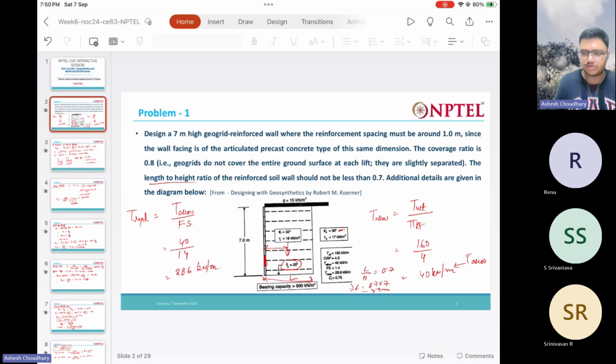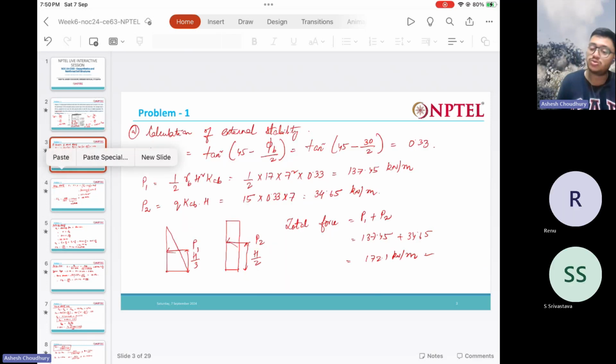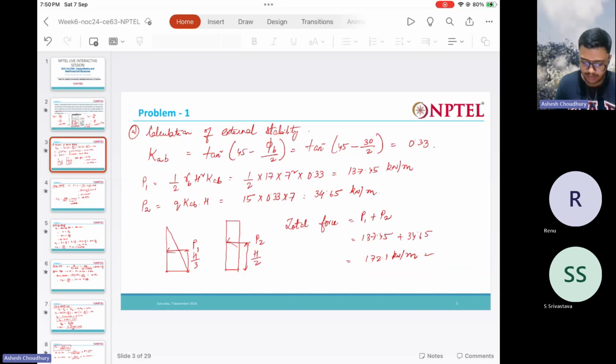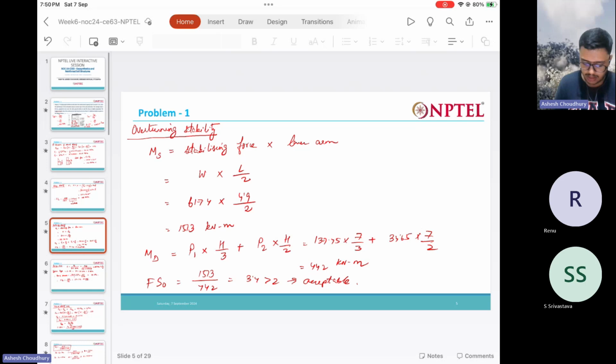So what we did, initially we solved this problem, right? We solved this basic design problem using the geogrids that we started with. This was similar to the previous problem of geotextile that we solved. That's all we did today in the beginning.